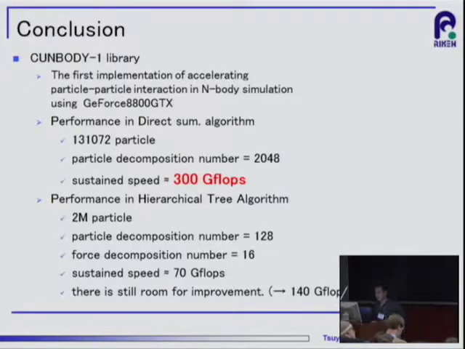Conclusion. We show the CUNBODY 1 library, the first implementation of accelerating particle-particle interaction in N-body simulation using GeForce 8800 GTX and CUDA. It performed over 300 gigaflops in the direct summation algorithm and 70 gigaflops in the hierarchical tree algorithm. In the tree algorithm, there is still room for improvement with a fast reduction scheme.